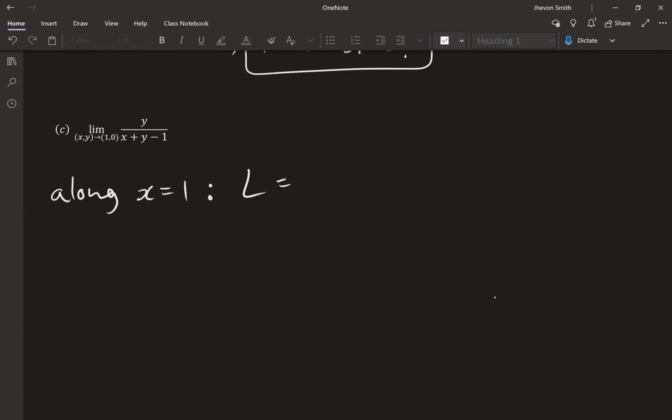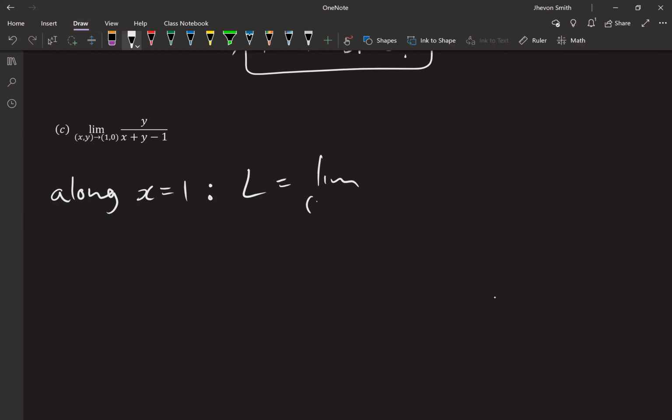What would the limit look like? Well, it would look like the limit of (1, y) approaching (1, 0) of y over x, which is 1 plus y minus 1. That would simplify to 1. Right, that just gives you y over y.